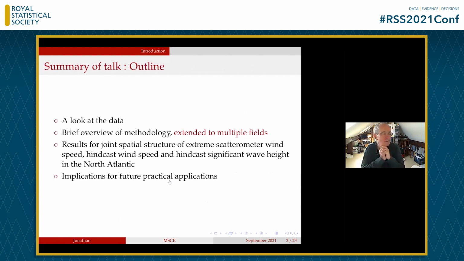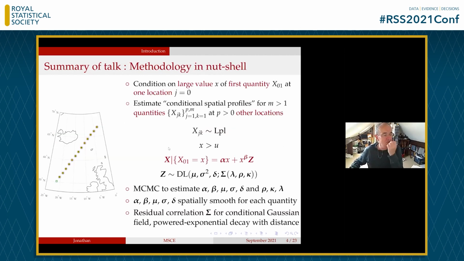So yeah, what am I going to do? I'm going to show you some satellite data and some hindcast data. I'm going to give you a very, very brief overview of the methodology and then show some results for the North East Atlantic between the British Isles and Iceland, and then a summary at the end with some practical implications.